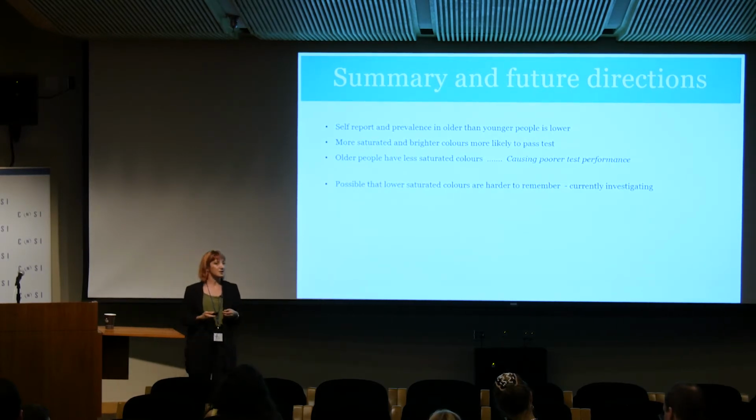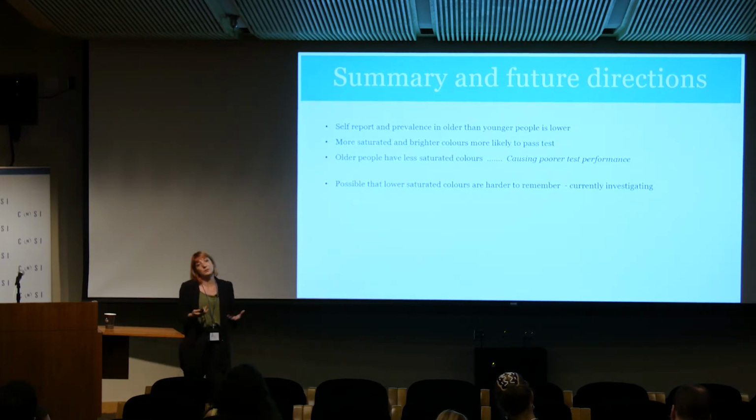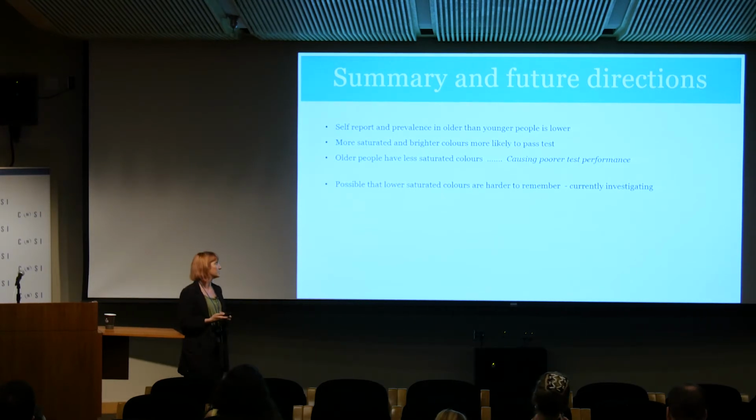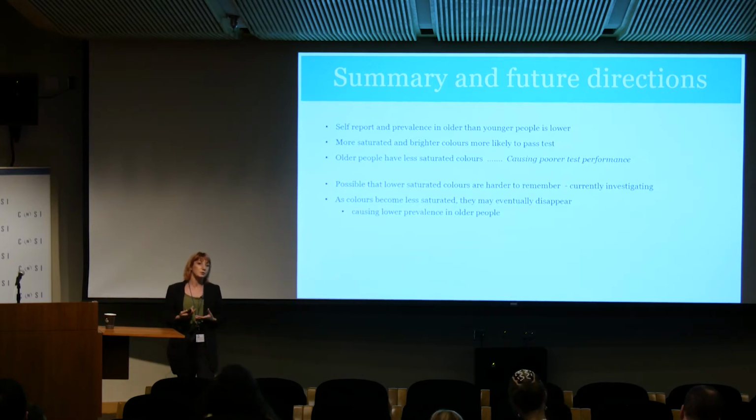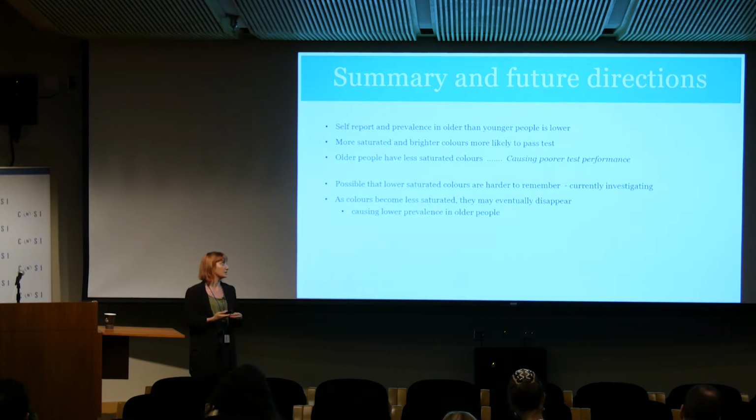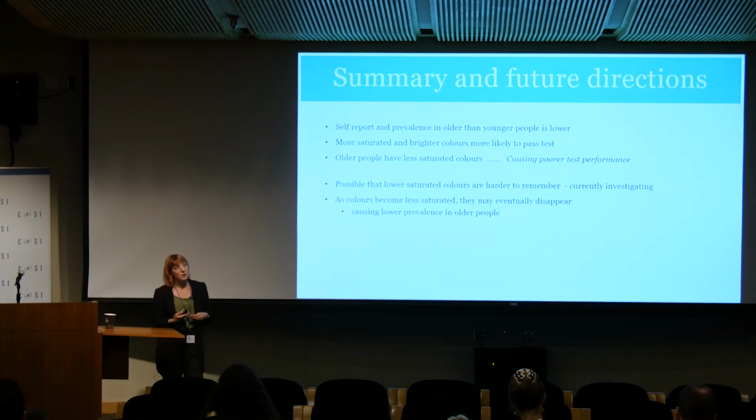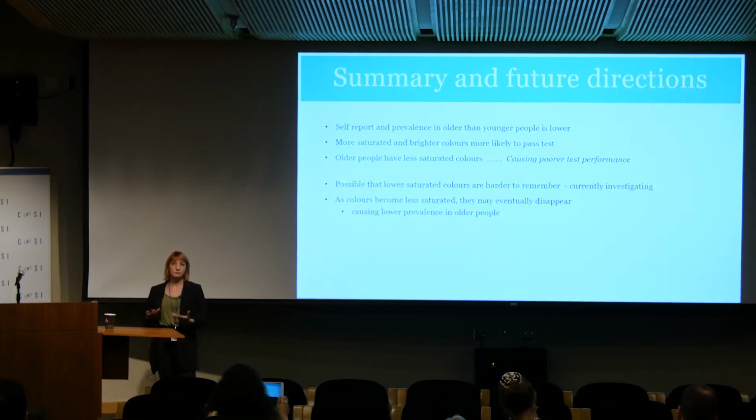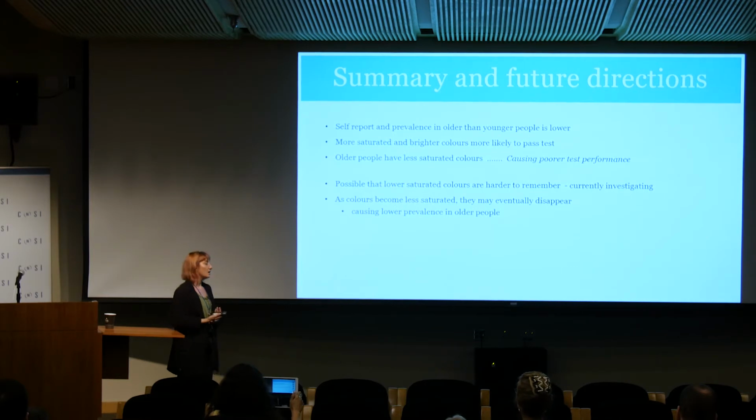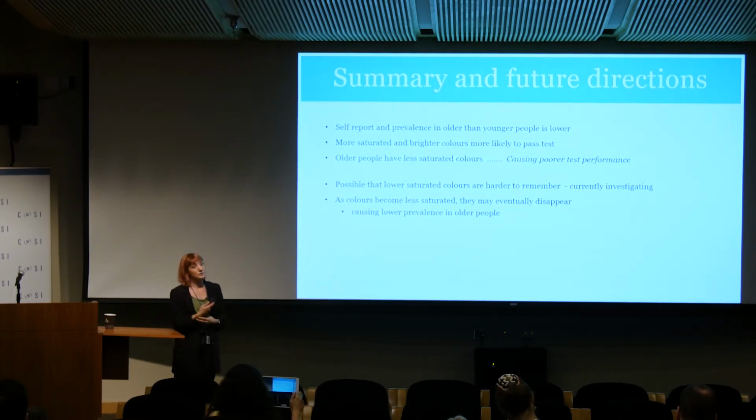Weirdly enough, there's not that much out there in the literature that says anything about color memory and saturation that's specific enough. It's possible that as colors become less saturated, letters eventually lose their colors and the synesthetic association disappears, causing this lower prevalence in older people. A huge take-home message from this is that when determining whether someone is a synesthete or not, you should clearly take into account the kind of colors that they report and also their age.